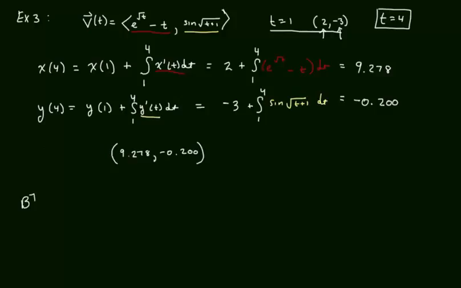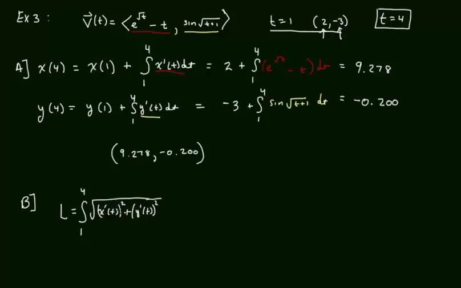Part B. Okay, this says find the distance traveled by the particle. That's just the length of the curve from 1 to 4. So the length is going to equal the integral from 1 to 4, the square root of x prime of t dt plus y prime of t, each of these squared, the sum of them.